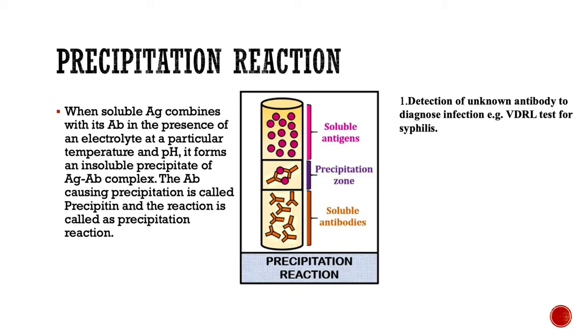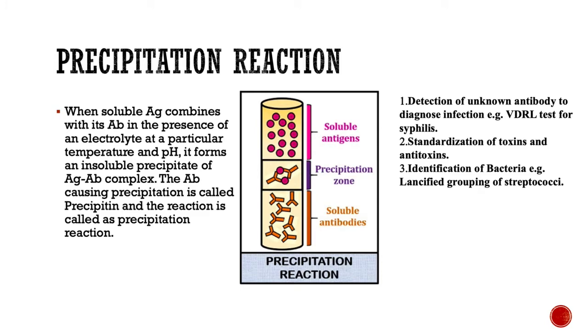Syphilis is one kind of sexually transmitted disease, and it is basically caused by the bacteria spirochete. So the VDRL test is basically used to detect the unknown antibody. If the person carries the specific antibody, then only we can detect it with the help of the VDRL test. In the second part, we can use the precipitation reaction in standardization of toxins and antitoxins.